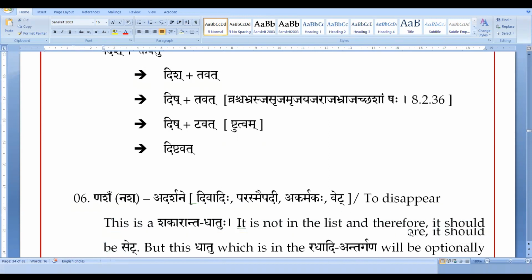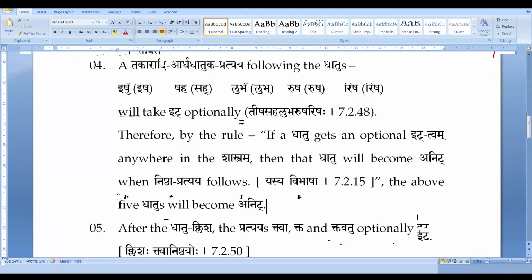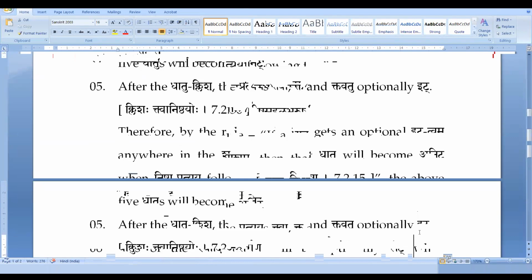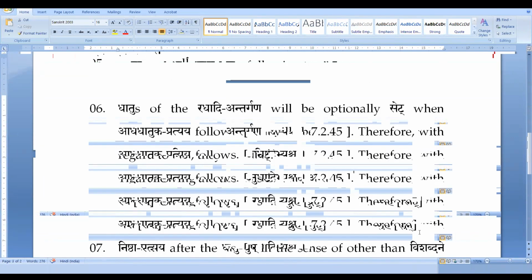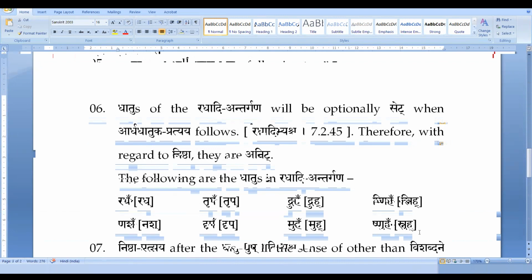But it is one of the dhatus in the Radadi Antargana. Nash dhatu, okay. Nash dhatu belongs to which gana? Fourth gana, Guruji. Fourth gana, Nashyati, because the form is nashyati. So the Radadi Antargana subgroup of the Divadigana is Radadi Antargana. There you have this dhatu Nash.